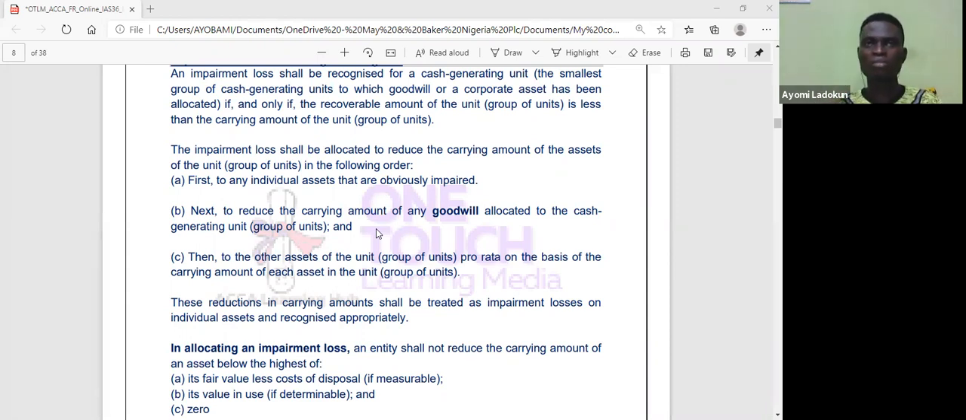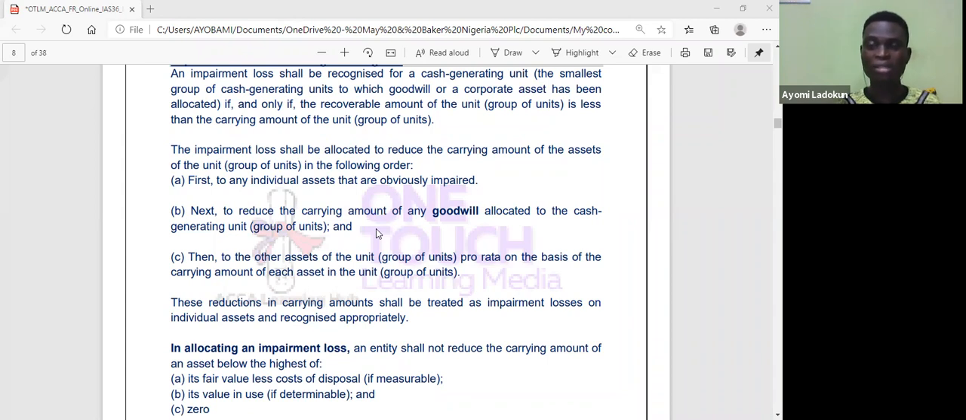You could also say a patent that has a carrying amount of 500,000 can only be sold for 250,000. For a carrying amount of 500, I can recover 250. So that means 250 is impaired already, so I also write it off. So that's what you do when it comes to impairing obviously impaired assets. You just follow the instruction in the question.